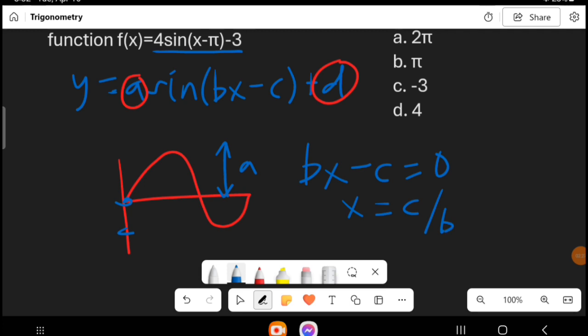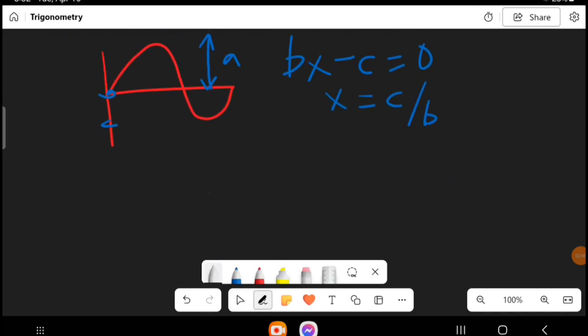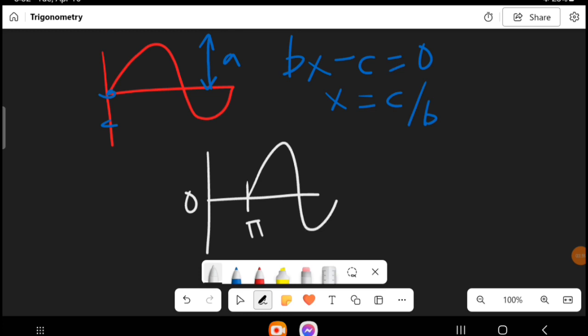Now if we don't have a horizontal shift, our graph will simply start at the origin. But if we have a horizontal shift, like in this case where we have x minus pi, set it equal to 0 in our example, and therefore x is equal to pi. That's our horizontal shift, meaning our graph will start at pi. Let's say this one is pi, this one is 0. It will look something like this, as an example.